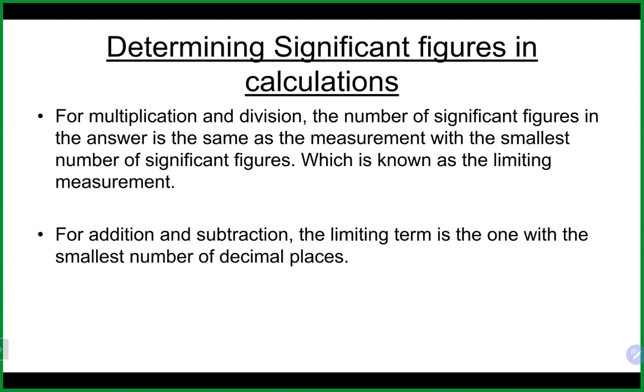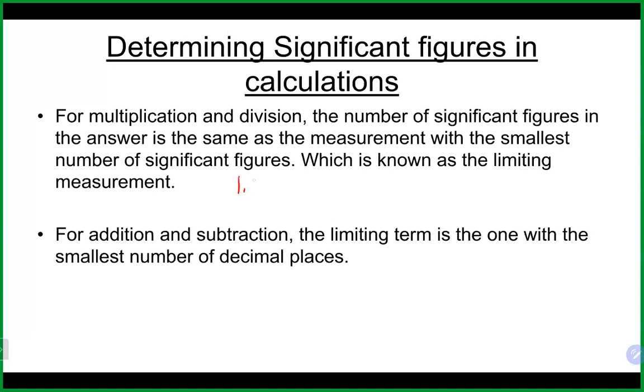So when we multiply and divide, what we are looking at is the significant figures, and whichever number has the least number of significant figures is how many significant figures your answer should have. So if you multiply or divide, you're looking at all the numbers that you're going to be doing that with, and whichever one has the least amount of significant figures is what you should end up with in terms of the answer.